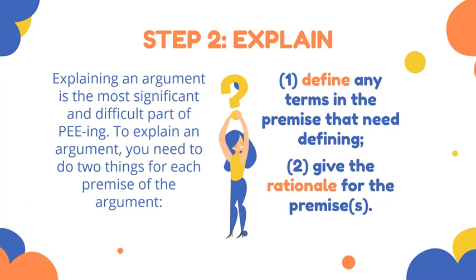So explaining an argument is the most significant and often difficult part of this process. To explain an argument, you need to do 2 things for each premise of the argument. The first step is to define any terms in the premise or argument that need defining, and 2, give a rationale for why somebody should think that premise is true.